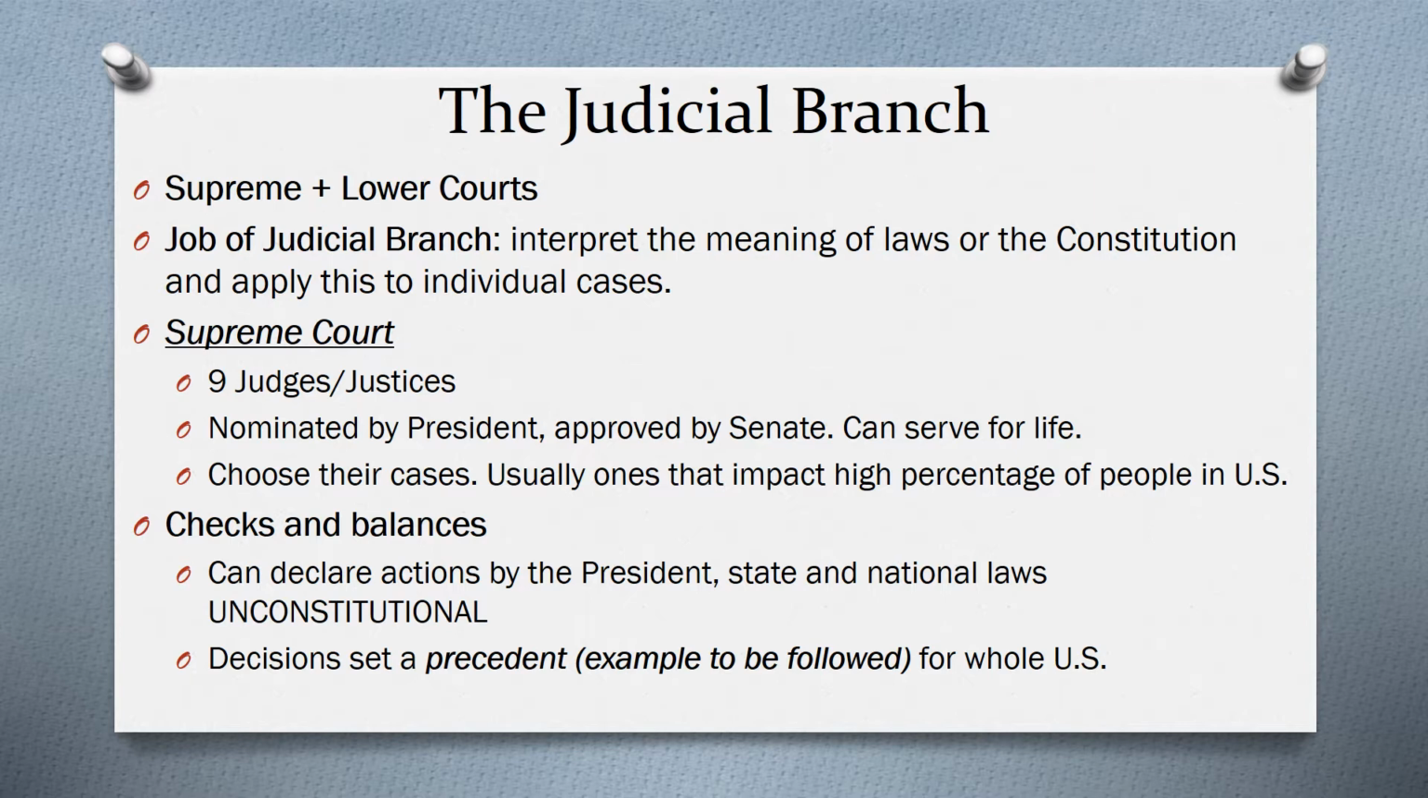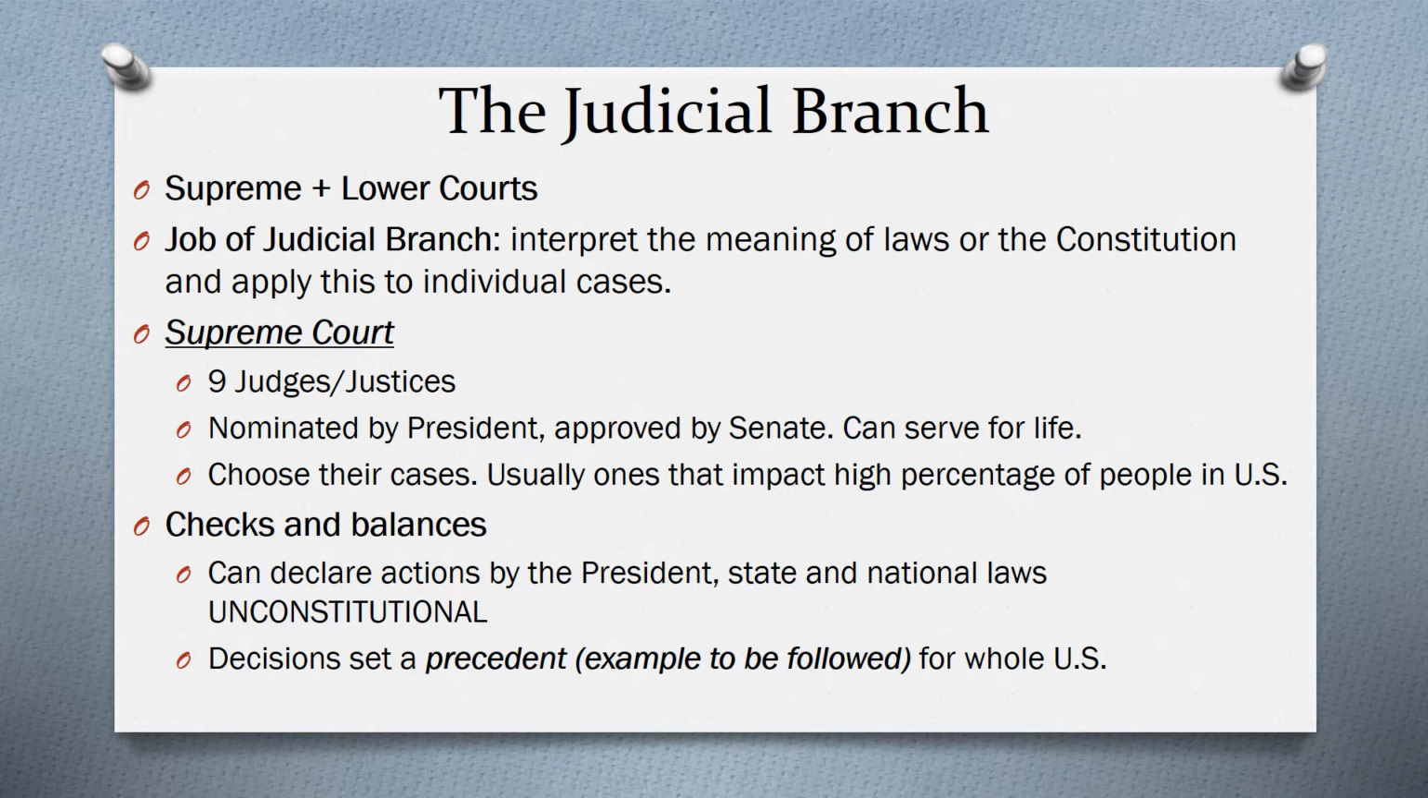Okay, so hopefully you paused the video and wrote this down, but basically the judicial branch is the court system in the United States. From the top all the way to the Supreme Court, which is mostly what we're going to be talking about, but also included are all the lower courts that you see across the United States. And basically their job is to interpret the meaning of laws or the Constitution and apply them to individual cases.